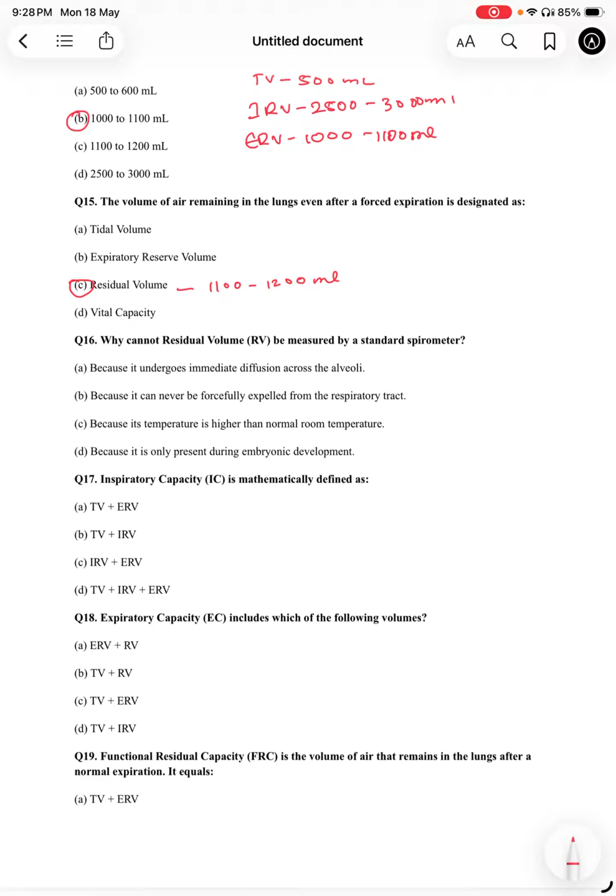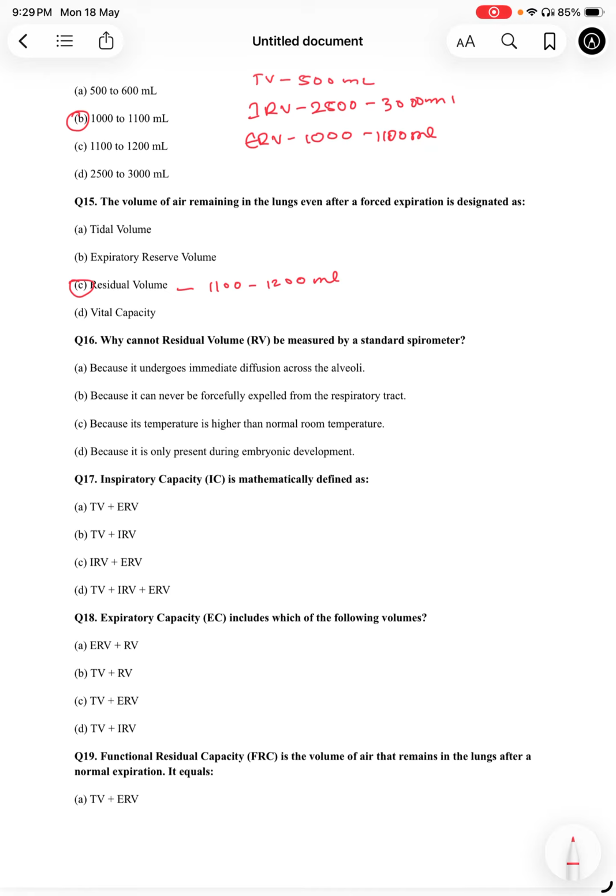Why can residual volume not be measured by a standard spirometer? See, first thing we need to know is spirometer works by measuring the volume of moving air entering or exiting an open mouthpiece, because residual volume stays trapped inside the lungs to prevent alveolar collapse.